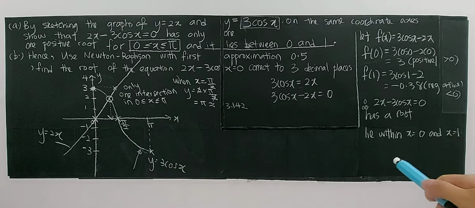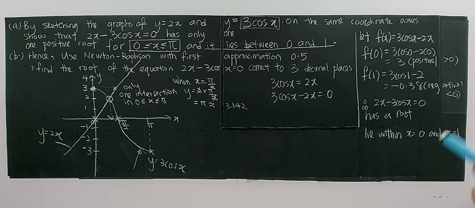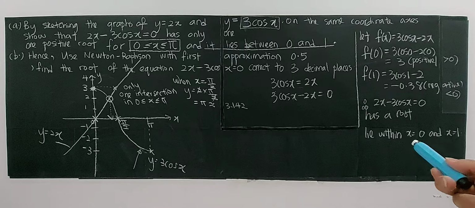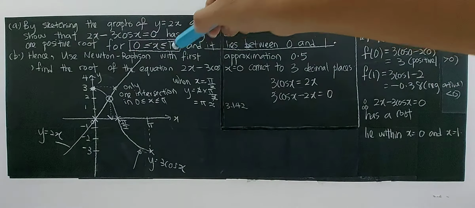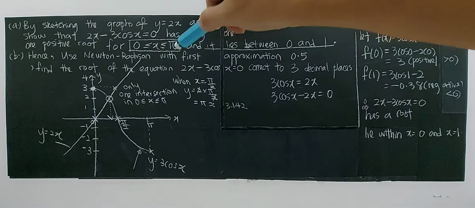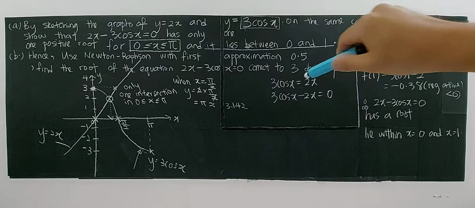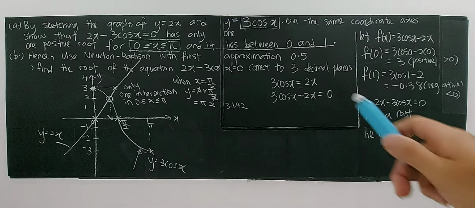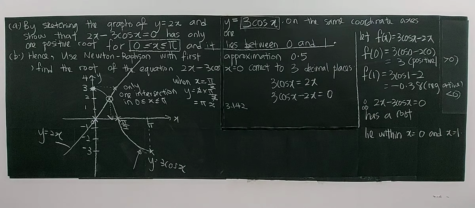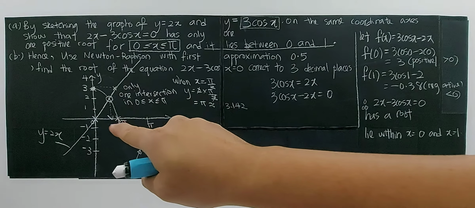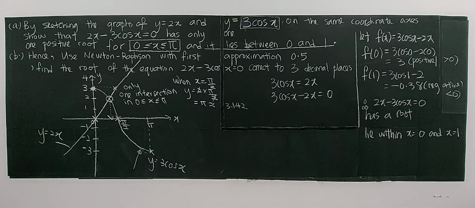The answer can be 0.1, 0.2, 0.5, 0.9, any value within these two. So how to get that value? We need to use the Newton-Raphson method. But this question asks to use Newton-Raphson method with the first approximation 0.5. They have already decided for you what to choose, so they're choosing your x1 as 0.5. Alright, let's see how to find that particular root, the value of x, by using the Newton-Raphson method.